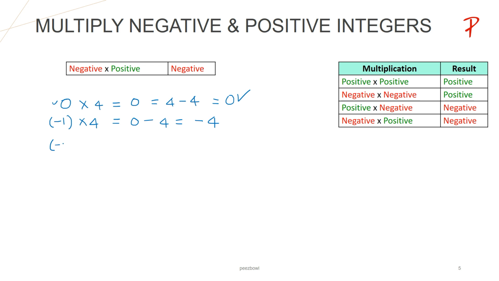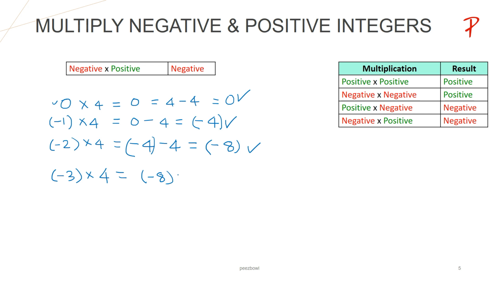Okay, now let us reduce one more jump. This time we have minus 2 multiplied by 4 equal to this minus 4 minus 4, right? So I will write minus in a bracket so that we know that this minus is a sign and this minus is subtraction. So minus 4 minus 4 is equal to minus 8. Okay, and one more time I will reduce the number of jumps by one unit, and this time we have this minus 8 and we are subtracting 4 from it. So minus 8 minus 4 is equal to minus 12. So the result of minus 3 multiplied by 4 is equal to minus 12, right? I will keep minus 12 in brackets, and this is what we were trying to solve.